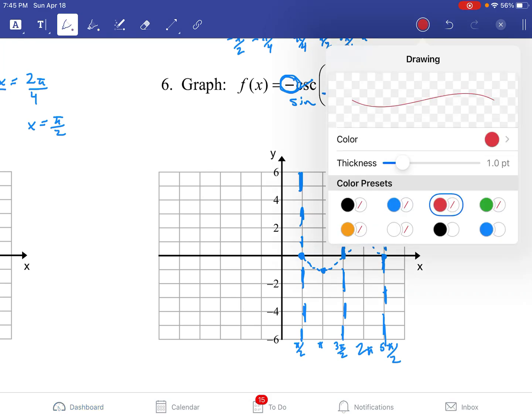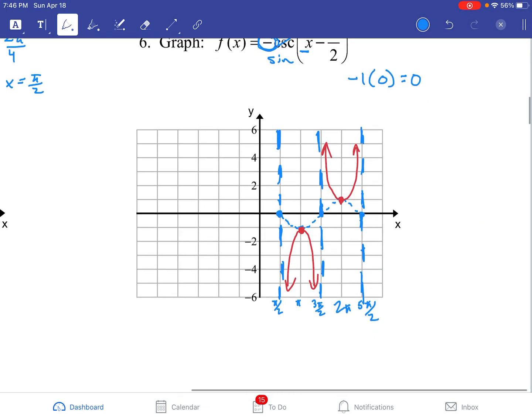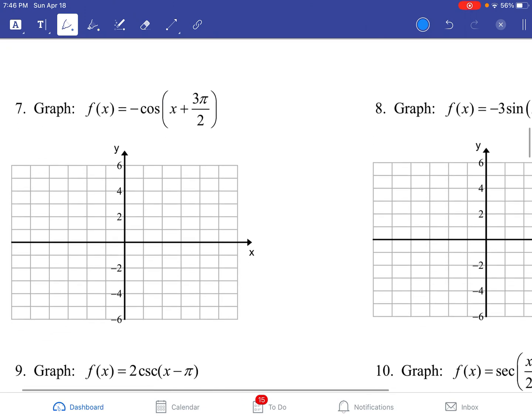They're the middle parts of the graph. On the peak and the valley, I'm going to make my parabola type shapes. So on the valley, I'm going to go down, and on the peak, I'm going to go up. There's my graph for cosecant. All right, let's try some more.